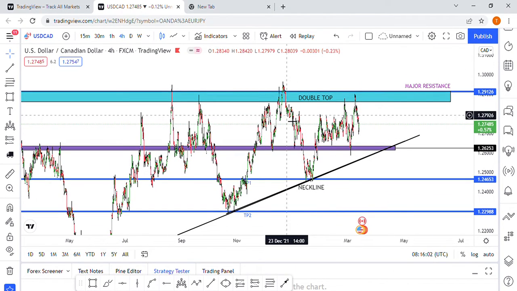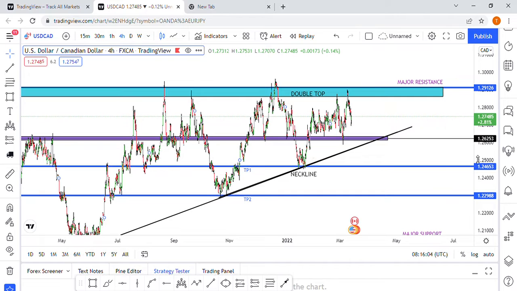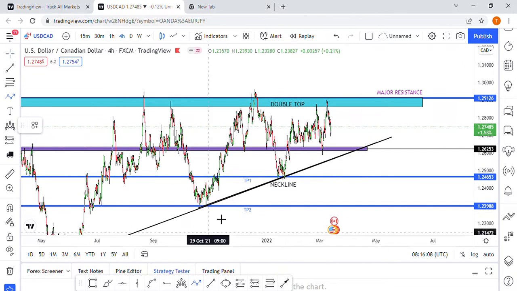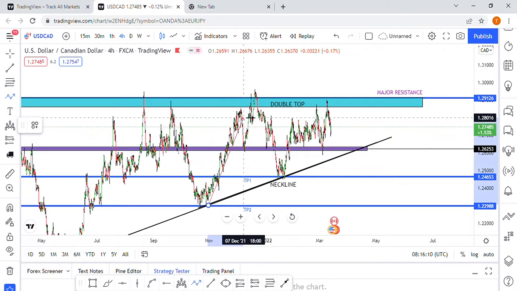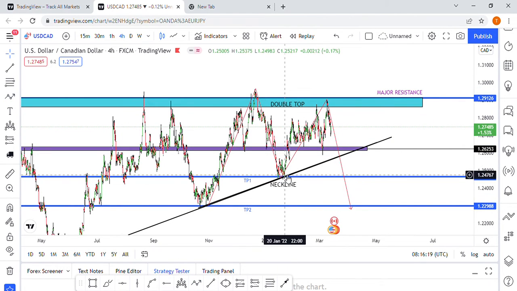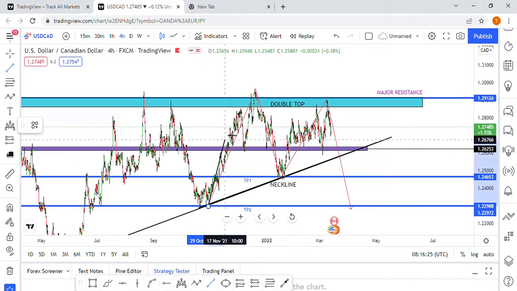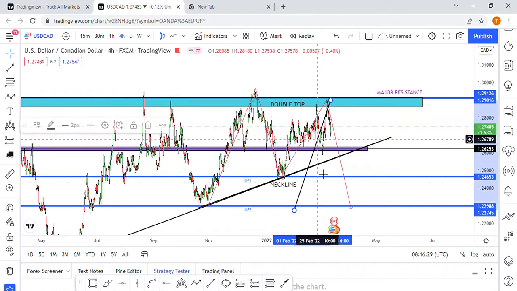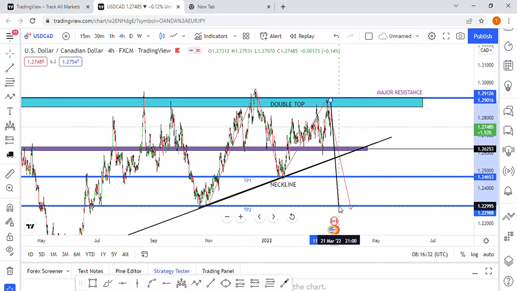Another thing I'm seeing at this level is a double top. It may not be perfect, but nothing's ever perfect in this market. Since this is a potential double top, this could be where price is heading. This could be the neckline, and this is where the double top started. So we just drag this from there and bring it to the other side. You can see this is where price could potentially be heading.